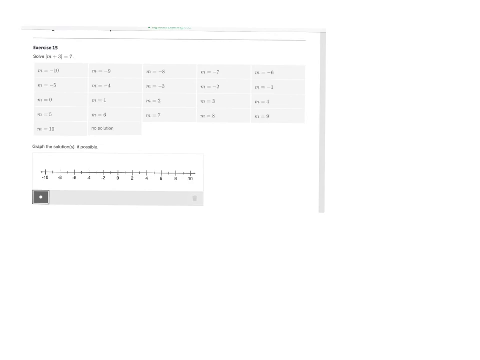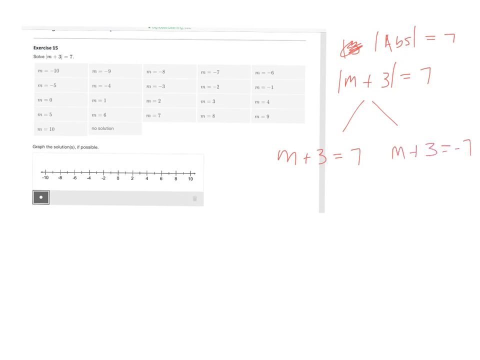So, without further ado, if we look at the first one, I've got the absolute value of m plus 3 is equal to 7. And since I have the absolute value, I'll call it ABS, and then a constant, right? Here I've got 7. Then I can split it. The way I'm going to split it is m plus 3 equals 7, and then m plus 3 equals the opposite of 7, which is negative 7.